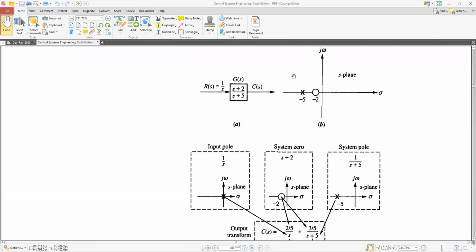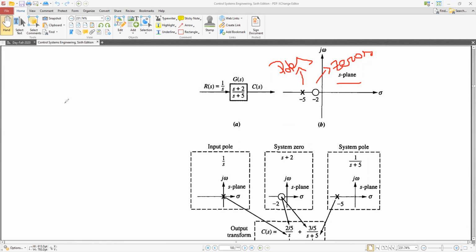See, this is a plane. This is called the S plane. And this is the poles. This is poles, and this is zeros. This is poles and this is zeros.